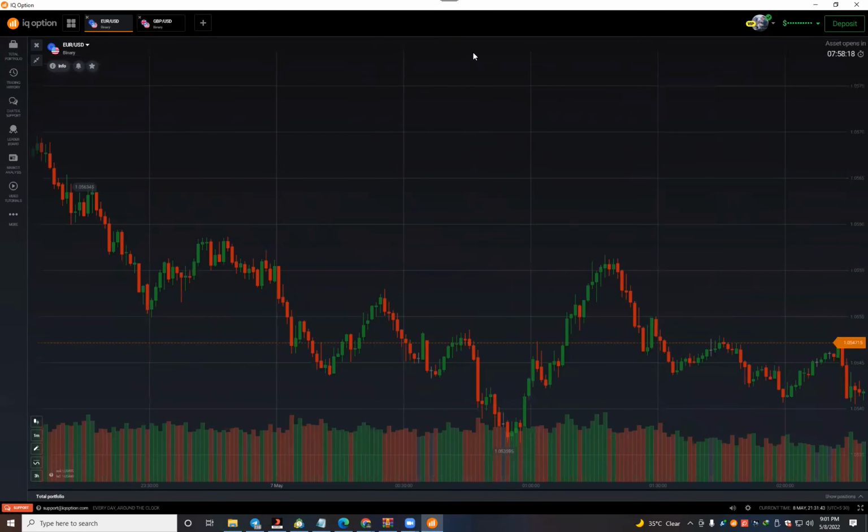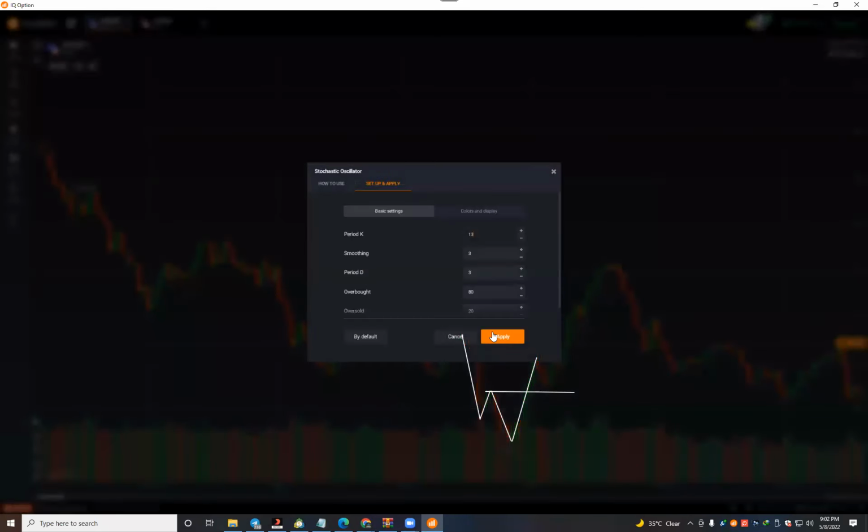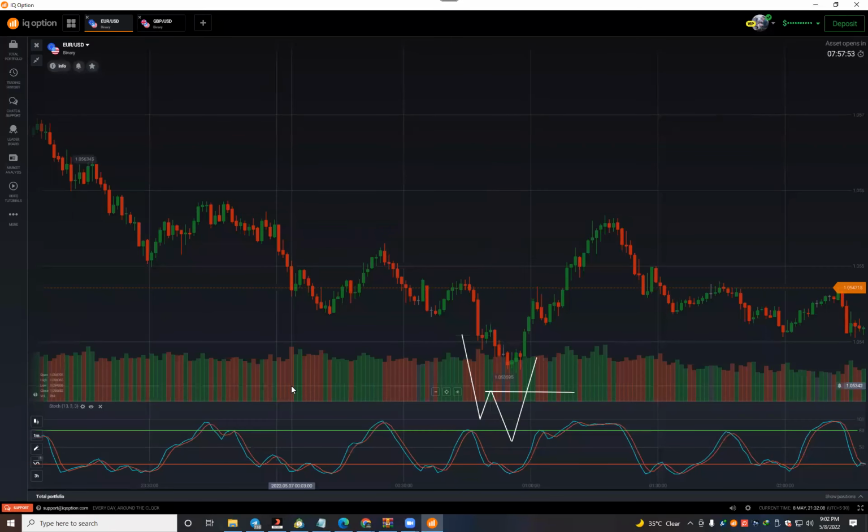This is a double bottom, but how can we trade this double bottom? With the help of divergence. Okay, so I'm going to add the divergence, and we'll show you. It's the stochastic. Look at this pattern. This low and this low.